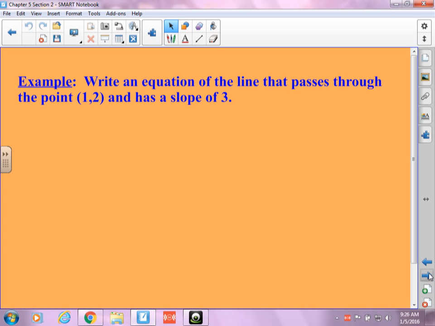Let's look at the first one. It says, write an equation of a line that passes through the point (1, 2) and has the slope of 3. Now, did they give us a graph? They did not give us a graph. Should we make a graph and do it? No, we're not going to do that. We've got algebra to do this.